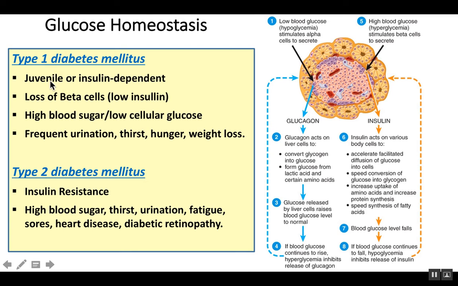Type 1 is often called juvenile because it's an early onset, or insulin dependent. The cause of type 1 diabetes is the loss or destruction of beta cells. This is believed to be an autoimmune reaction where the immune system destroys the beta cells. If the beta cells are destroyed, the body cannot produce enough insulin. If the body does not produce enough insulin, it has a hard time getting cells to take up glucose. So the result is high blood sugar coupled with low cellular glucose.